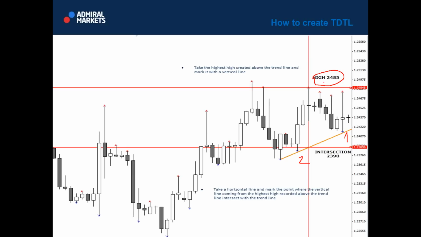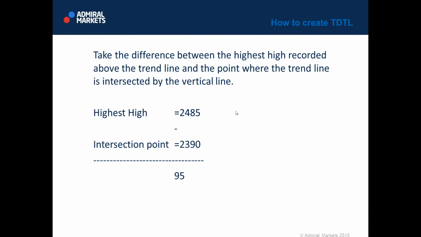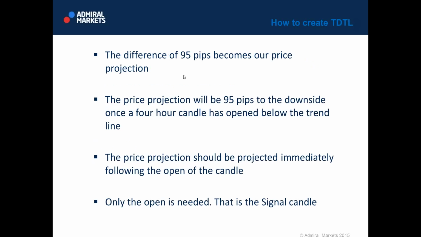Mark the prices. The price for the high is 24.85. Intersection is 23.90. Take the difference between the highest high recorded above the trend line and the point where the trend line is intersected by the vertical line. It's 95 pips in this example. So the difference of 95 pips becomes our price projection.